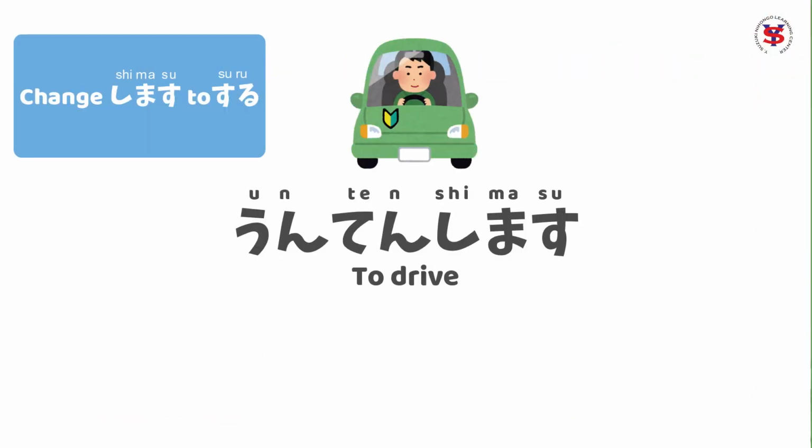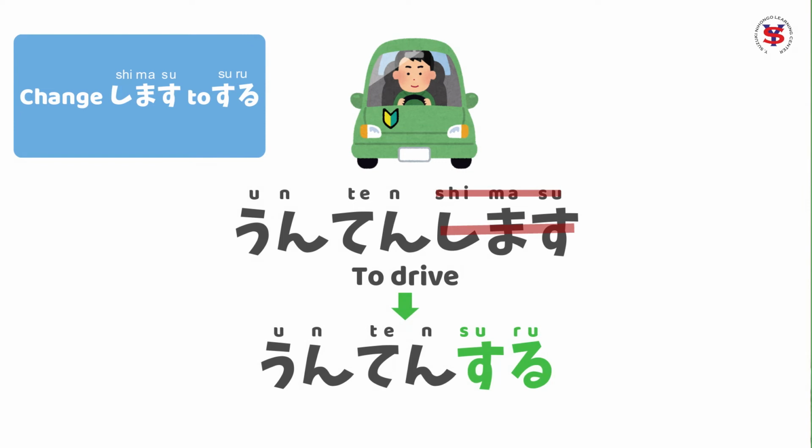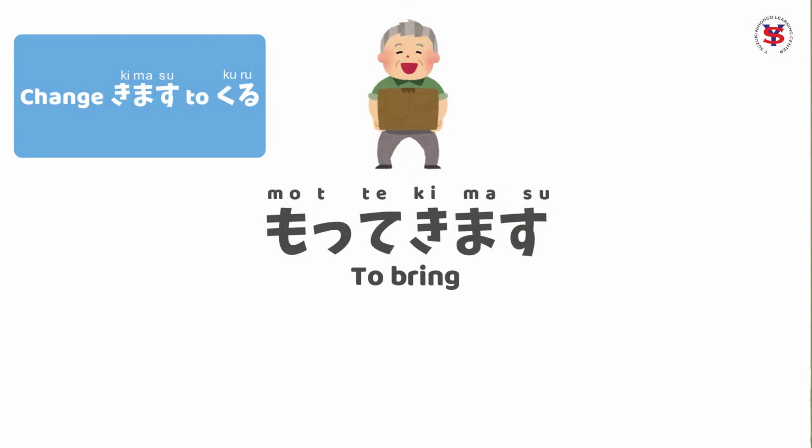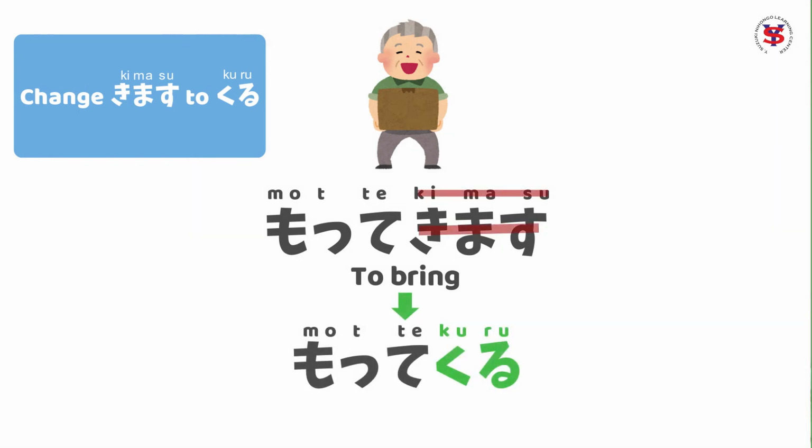For example, unten shimasu, right? Unten shimasu, which is to drive. So to change this back to its dictionary form, first we keep unten, then we change shimasu to suru, and for the dictionary form we have unten suru. Subukan naman natin ito. Motte kimasu, to bring. We will just change kimasu to kuru, so magiging motte kuru siya. Alright, so ang dali ng lesson natin ngayon, no?